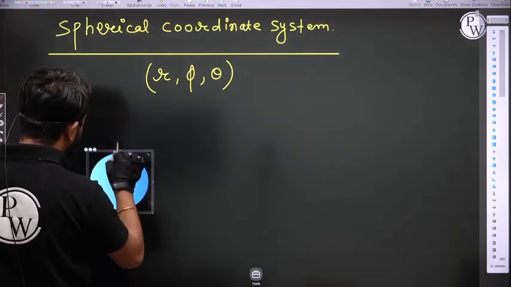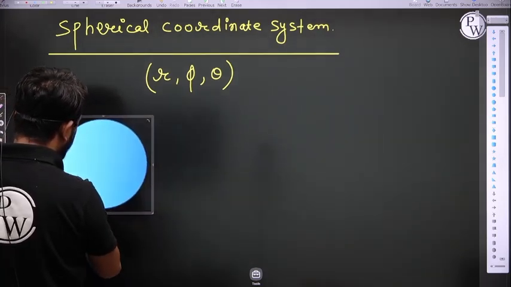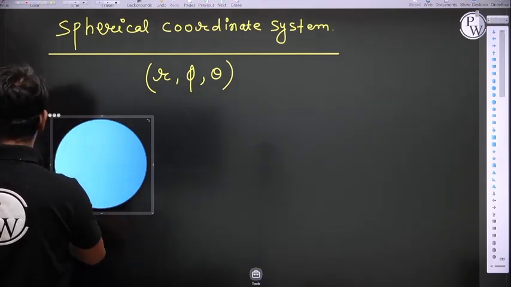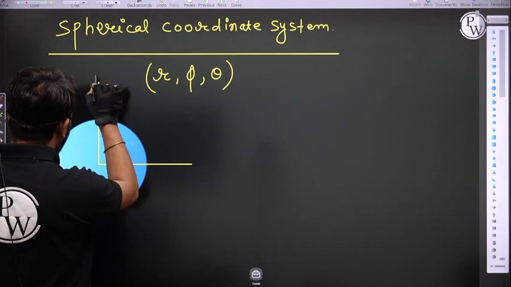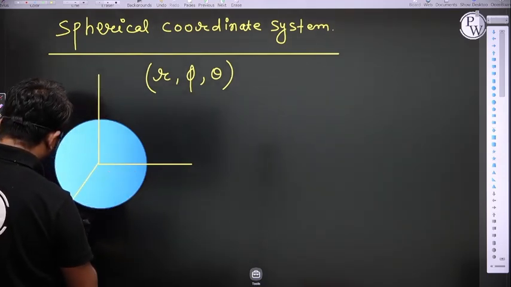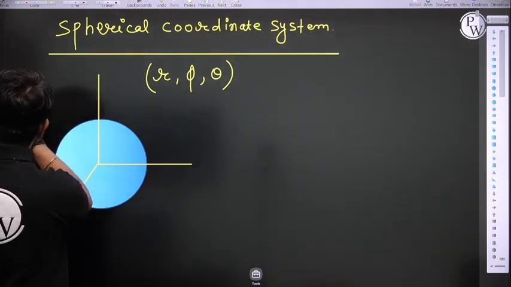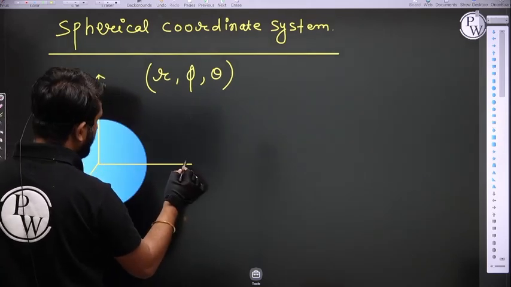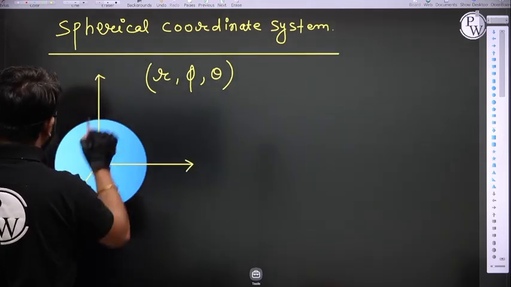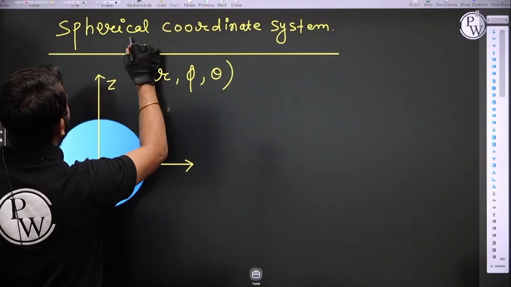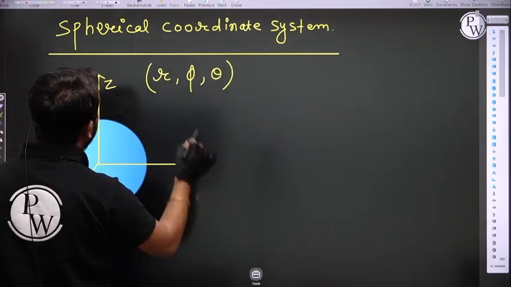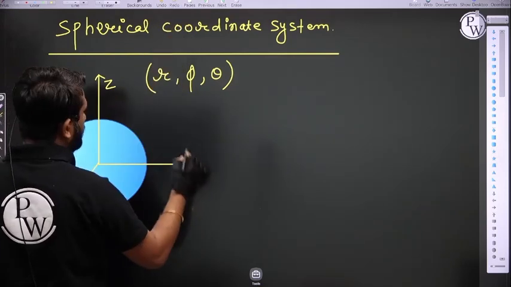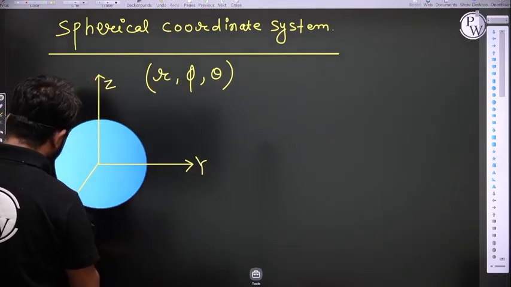This is the sphere. This is a sphere, and in this sphere I want to locate a point. So this is the z direction, sorry, this is the z direction. This is the y direction. And this is the x direction.